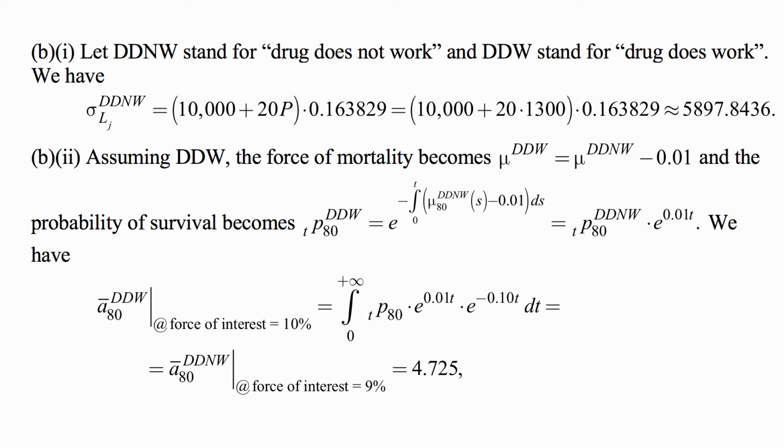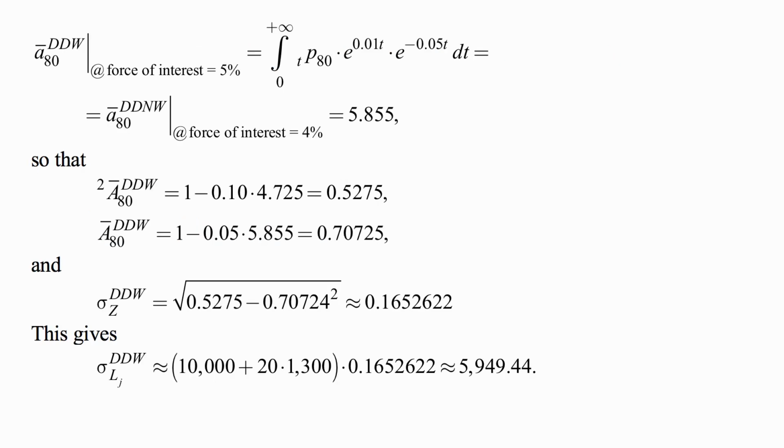And that is actually a bar 80 DDNW at force of interest equal to 9%, which is given in the table as 4.725. And a bar 80 DDW at force of interest 5% becomes the integral from 0 to plus infinity of tp80 times e to the 0.01t times e to the minus 0.05t dt, and that's a bar 80 DDNW at force of interest equal to 4%, which is given in the table as 5.855.